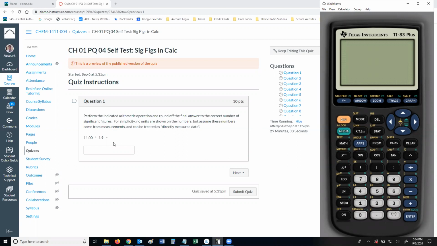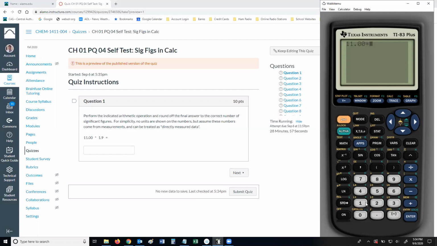Here we're doing a multiplication, so we count significant figures. 11.00 has 4 significant figures, and 1.9 has 2 significant figures. The rule for multiplication is that when we multiply numbers, the answer can only have as many significant figures as the number with the fewest significant figures. So we will be limited to a 2 significant figure number. Now we can try multiplying this in our calculator.